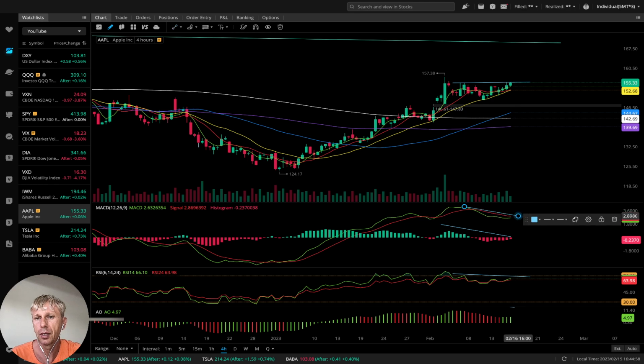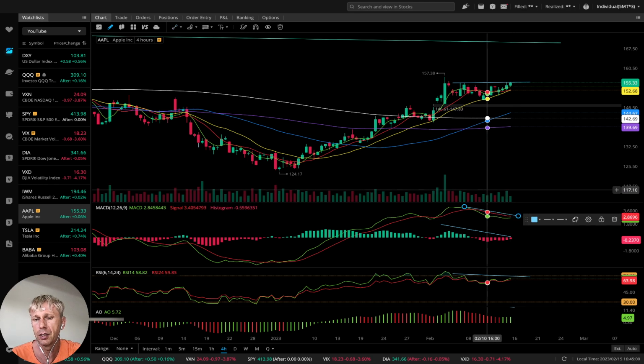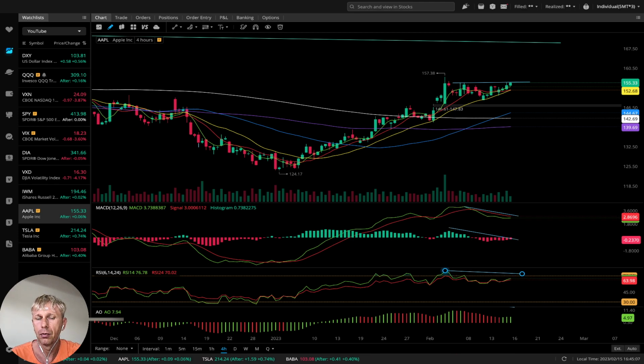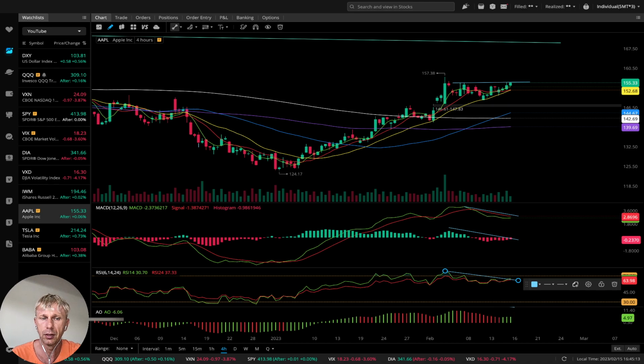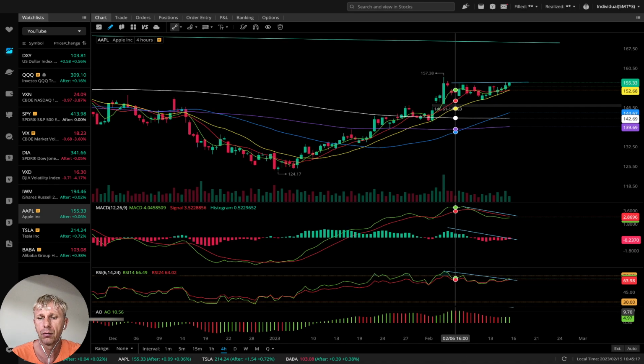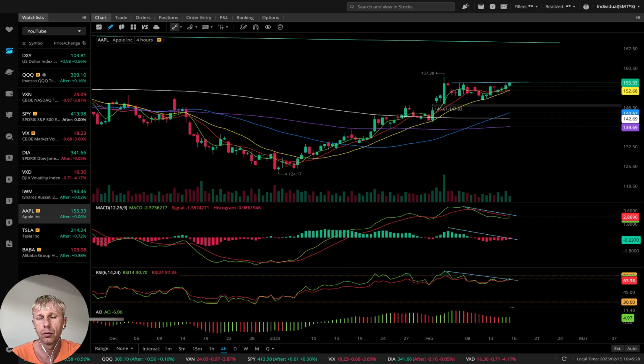Bearish divergences, right? On the volume, it's kind of decreasing. Bearish divergences on the MACD histogram, bearish divergences on the RSI. Also, bearish divergences on the OSM oscillator. On the 4 hours time frame, Apple wants to have a correction because it has bearish divergences already.